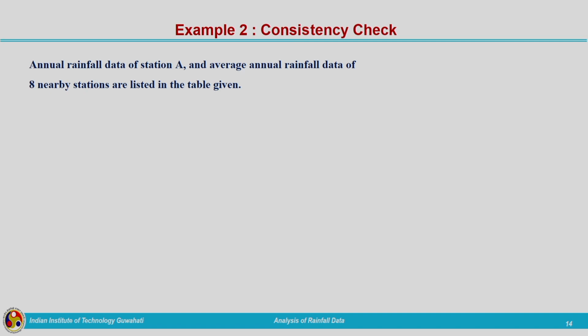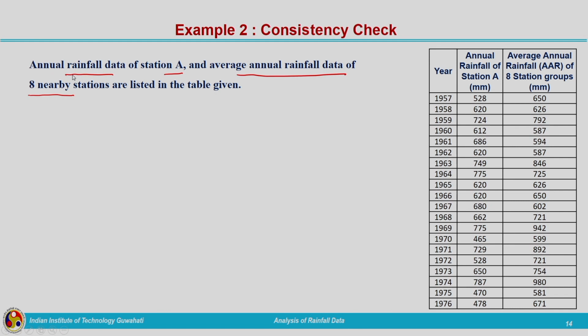Now, we can solve a numerical example related to consistency check. Let me read out the question. Annual rainfall data at station A and average rainfall data of 8 nearby stations are listed in the table given below. So, we have the annual rainfall data of station A and the average annual rainfall data of 8 nearby stations. The annual rainfall data from the 8 stations were given, and the average of that has been taken and put in the table.